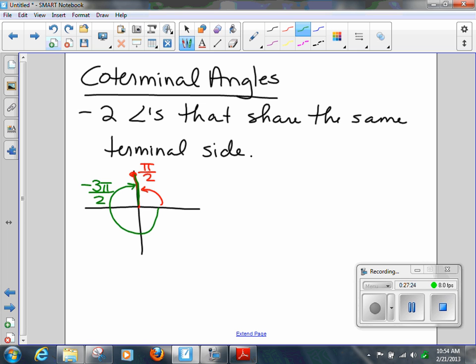Now, because every angle starts here, that's your initial side. This is your terminal side. But it's kind of like a different way to get to that angle. Now, how do you do this? You do this two different ways, folks, and it's so easy.